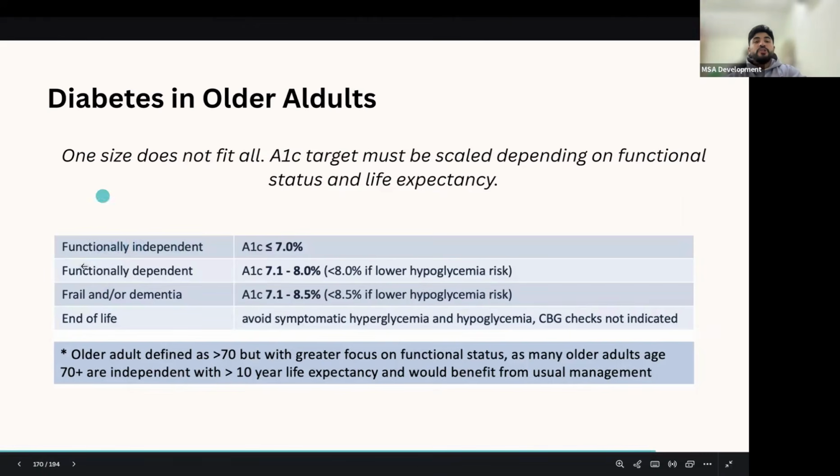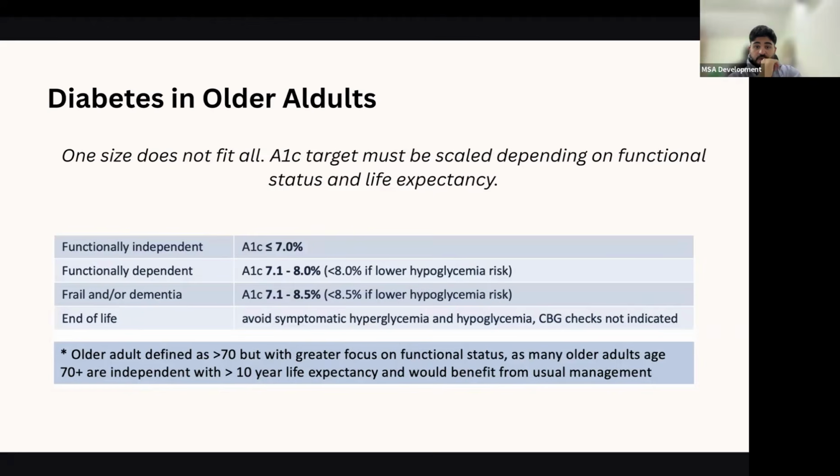So if the patient is functionally independent, I am happy with an A1C less than or equal to 7. If they are functionally dependent, we can look at a range of 7.1 to 8. If the patient is frail or exhibits signs of dementia, I will look at 7.1 to 8.5. And if he's at the end of his life, we're going to avoid any symptomatic hyperglycemia and hypoglycemia, and just make sure that we provide the right palliative care for these patients.